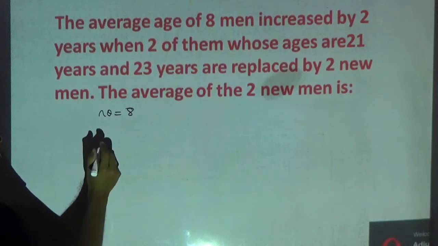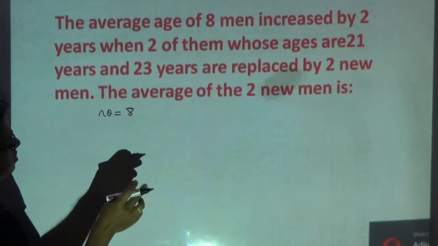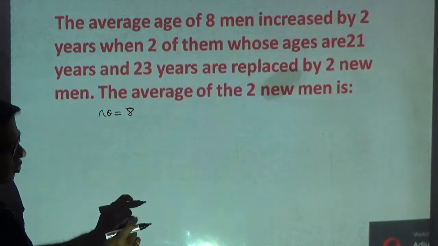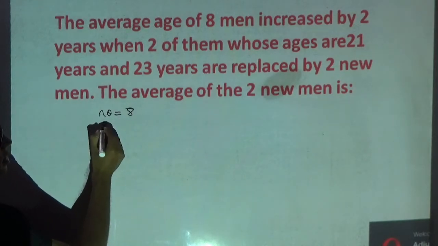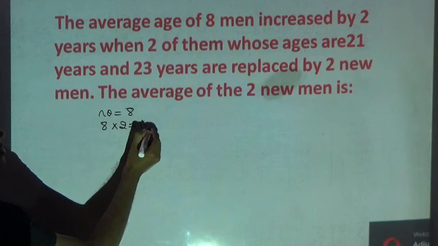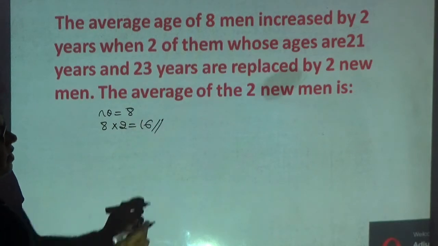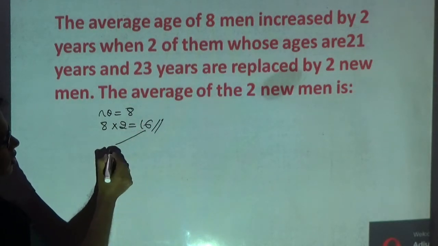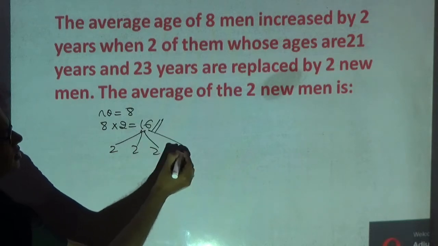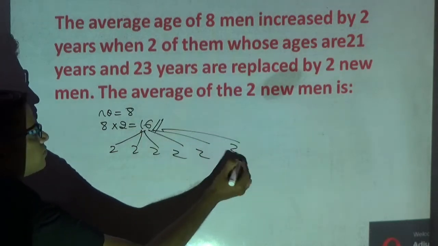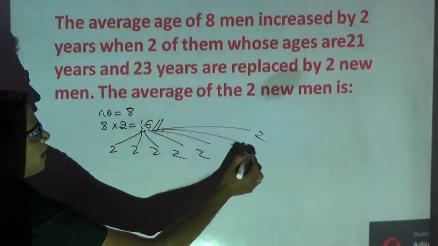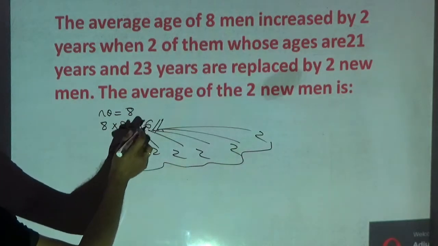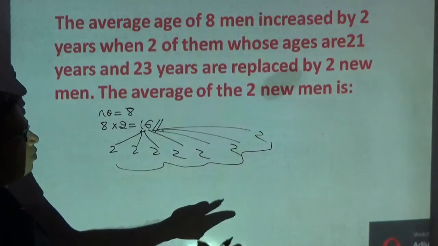So if I want to increase the average by 2, each number I have to increase by 2. Therefore, in total how much should I increase? 8 into 2, that is, I need to increase 16. Instead of spreading 16 over the 8 numbers like this, I can put this 16 on one person or on the 2 people who are being replaced.